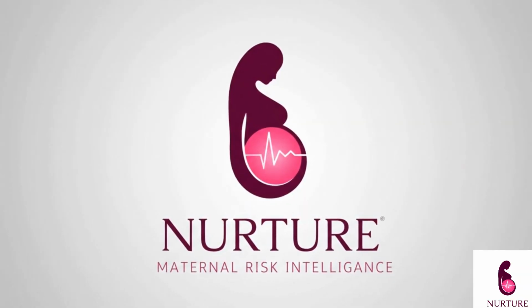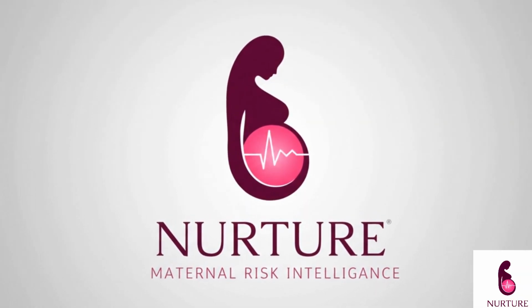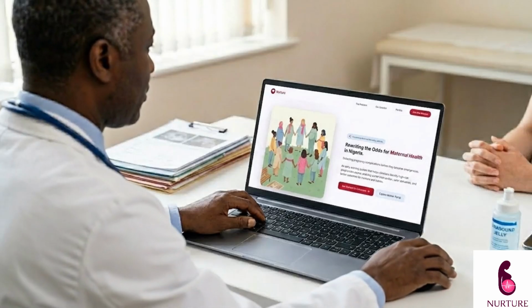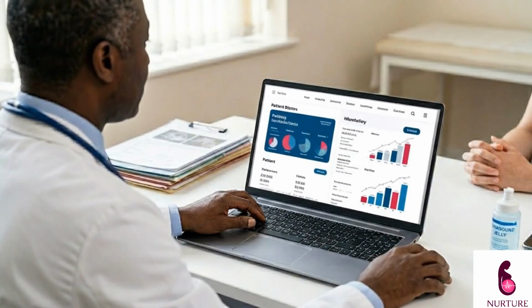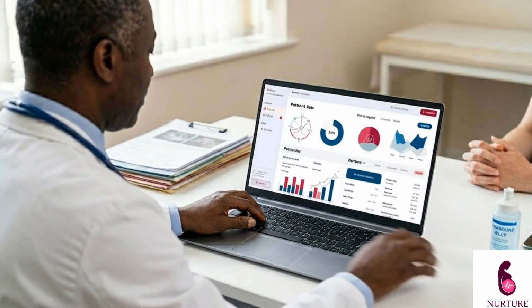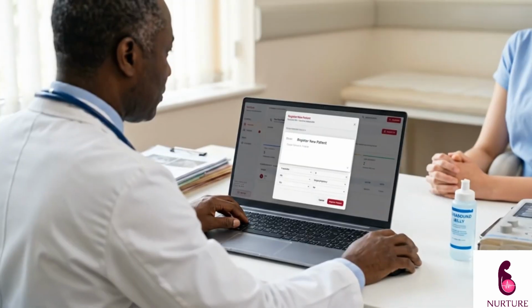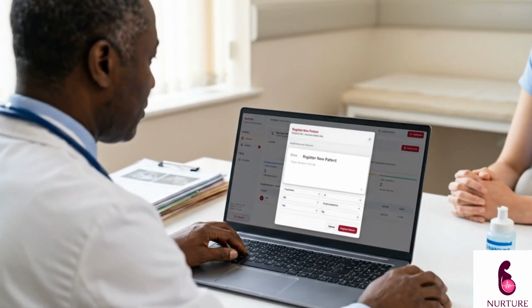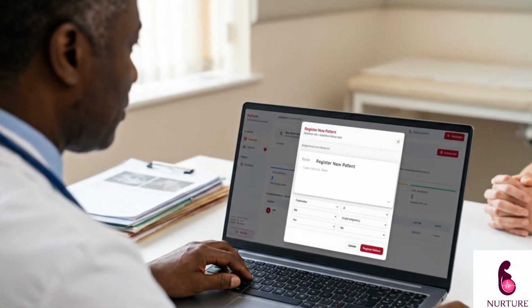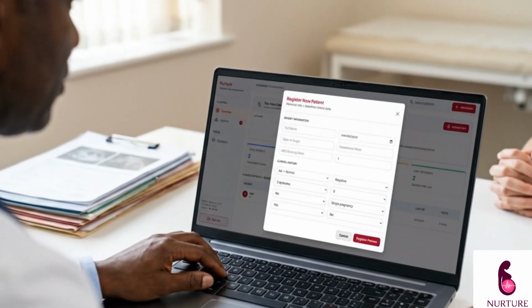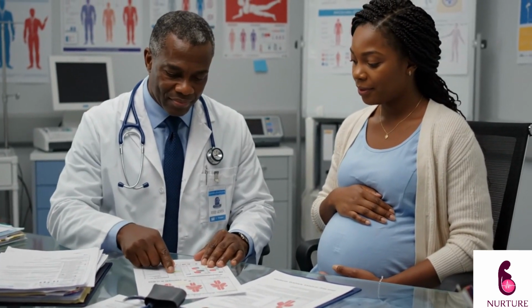Introducing Nuture, maternal risk intelligence for safer pregnancies. Using information already collected during routine pregnancy visits, Nuture analyzes patterns associated with pregnancy complications, providing clinicians with clear and timely risk assessments, supporting earlier decisions and closer monitoring, because early intervention can make a meaningful difference.